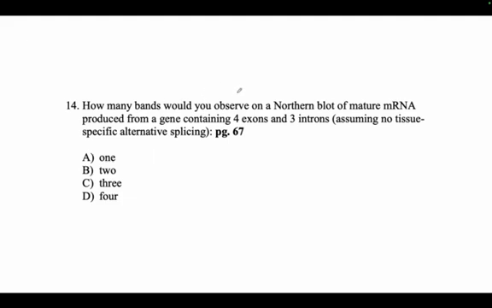How many bands would you observe on a northern blot of mature mRNA produced from a gene containing 4 exons and 3 introns, assuming no tissue-specific alternative splicing? Okay. So, a northern blot of mature mRNA, which means a fully processed transcript from a gene containing 4 exons and 3 introns. During processing, we remove these 3 introns, and we are assuming no alternative splicing. Which means there is only one transcript available, which will give us one band on the northern blot.